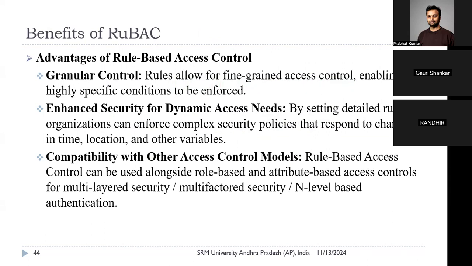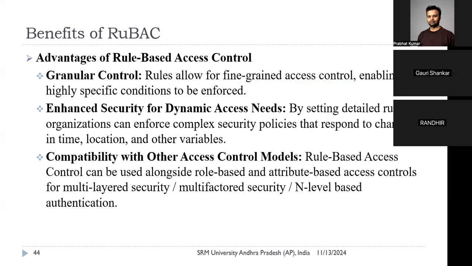will be checked before giving the permission for any resource. The resource can be anything basically, right? So it enhances security for dynamic access needs. Here we can dynamically check, for example, that the location is within the range, or the IP address range. So all this kind of information can be checked at dynamic access. So rule-based access control can be used alongside role-based and attribute-based. Yes, all three can be combined.